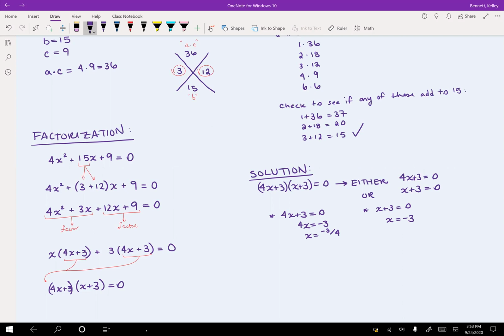So the solutions that we get for our problem are precisely x equals negative 3/4 and x equals negative 3.